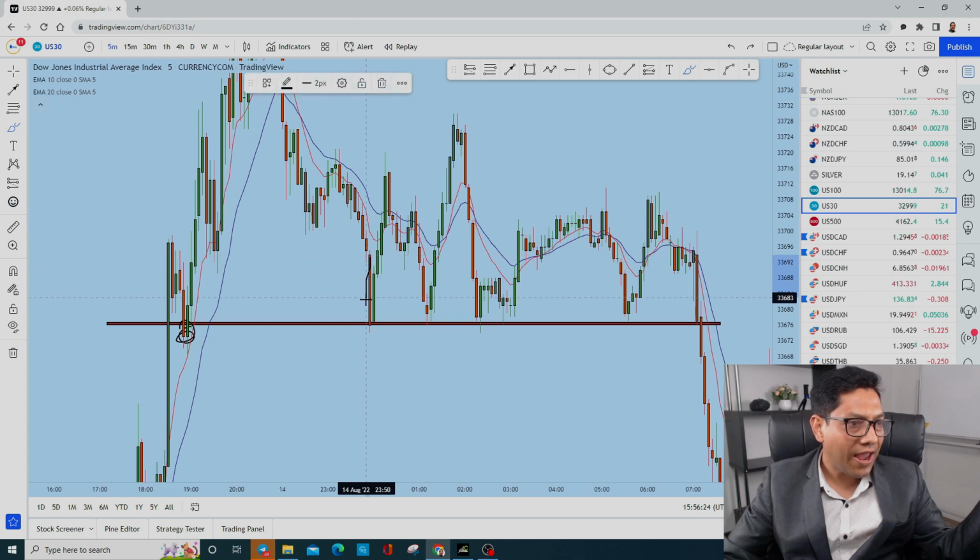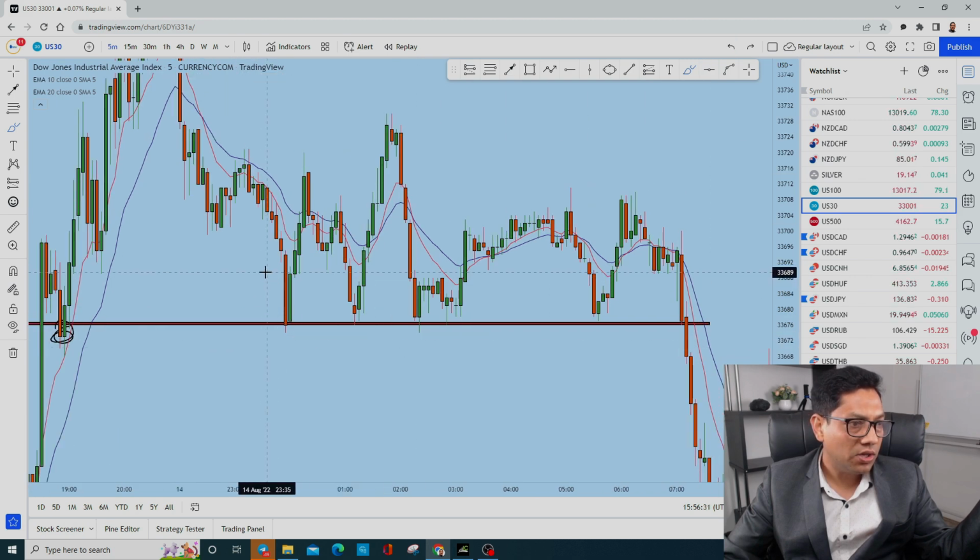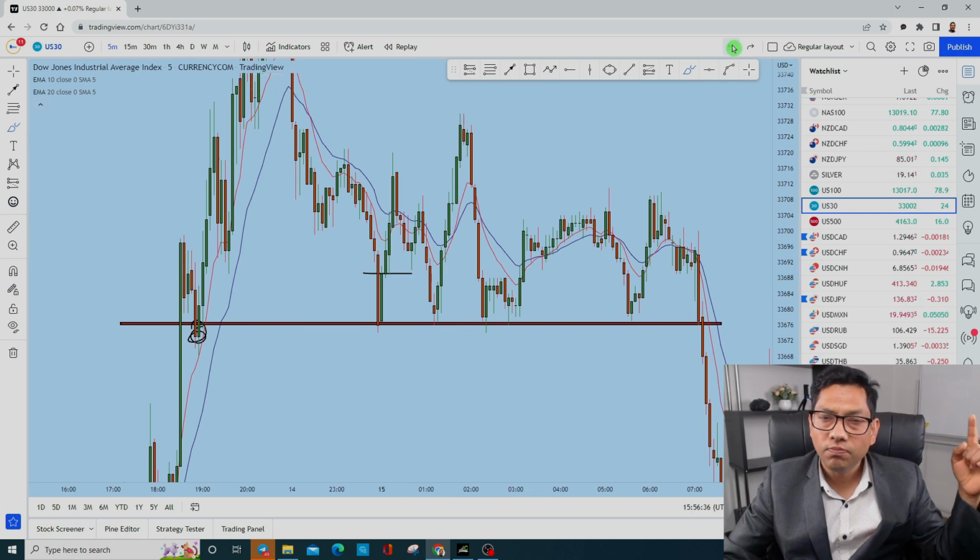With a long candle it hit, and immediately with a long candle it retreated back, okay. So this green candle is a strong rejection. So this is scenario one.